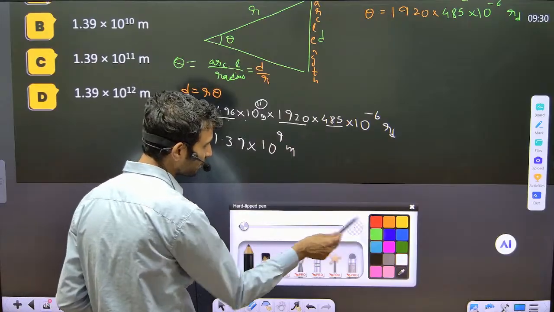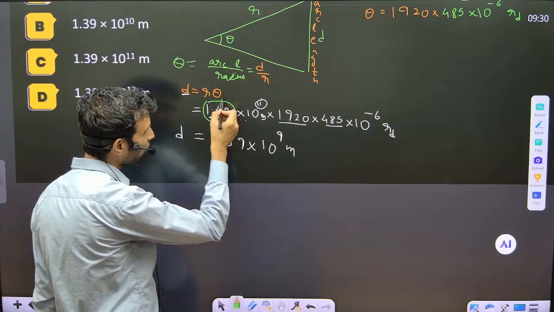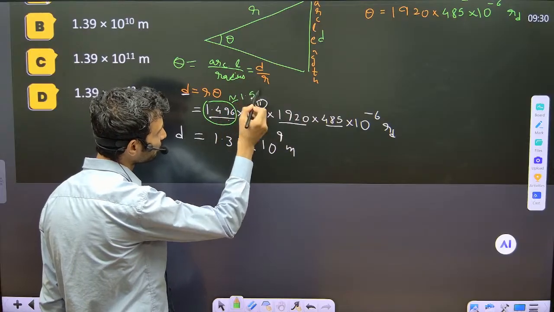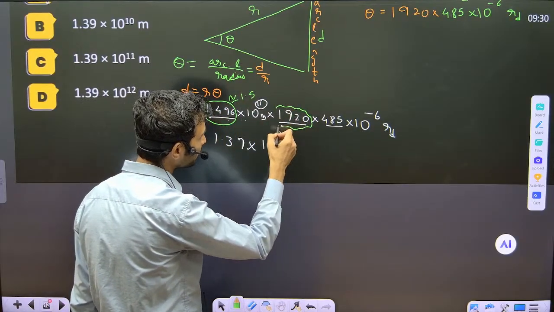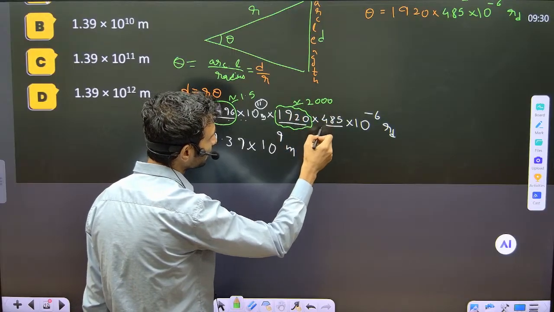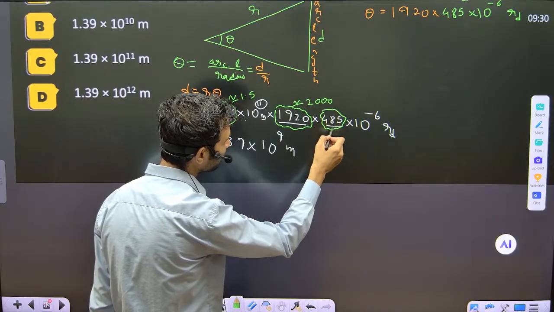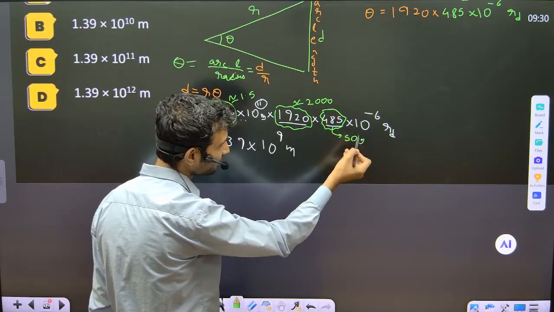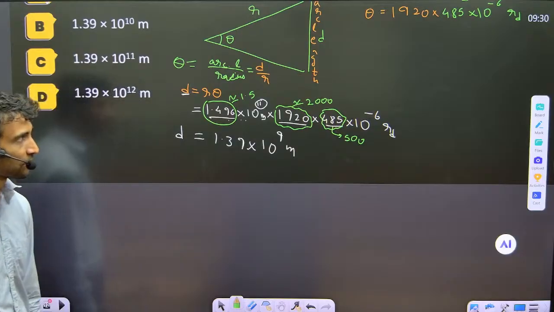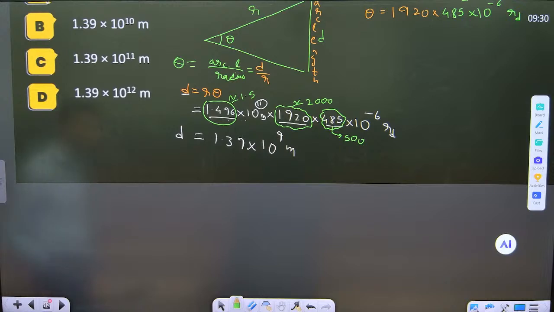See, what you can do is take this value as 1.5. Almost it is around 1.5. You can take this value as almost around 2000. And this 485 you can almost take as 500. Right? So that's how you can make it as crude as possible. Now try doing this. Now it has become so simple. Multiply and check what you're getting.